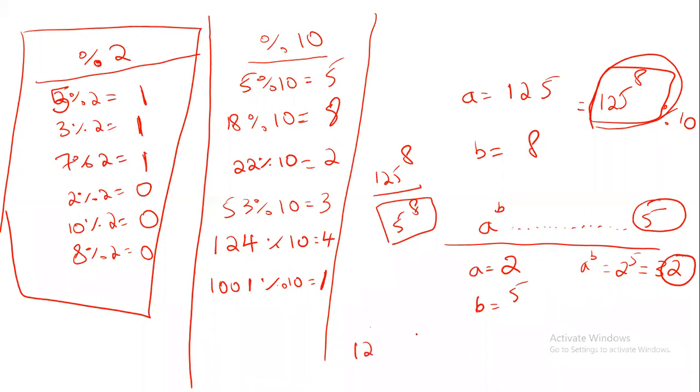12 square. I want to know 12 square. What is 12 square? 144. In 144, what's the last digit? 4, right? The last digit is 4. Now, you didn't have to calculate 12 square.